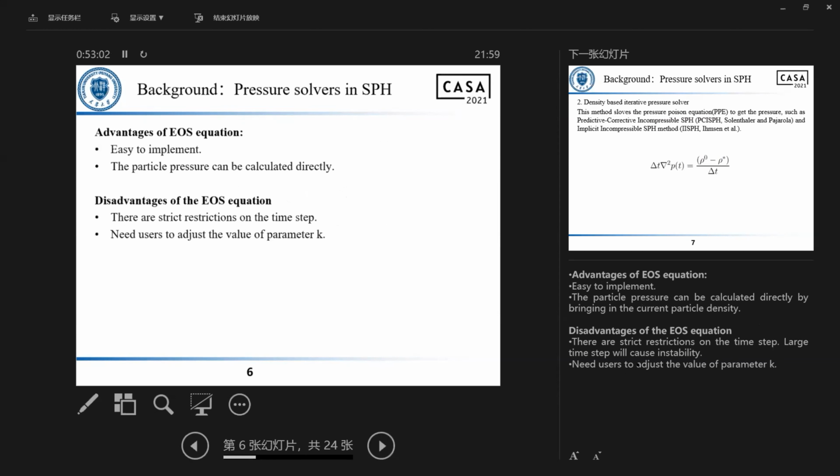The advantage of the EOS equation is that it is easy to implement. The particle pressure can be calculated directly by bringing in the current particle density. The disadvantage of the EOS equation is that there are strict restrictions on the time step. A large time step will cause instability, and it needs users to adjust the value of parameter k.